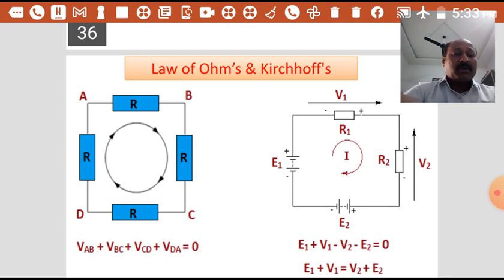Then minus E2. Why minus E2? Because the direction of the current is clockwise, whereas E2 would make the current flow from positive to negative through R2 and R1. That's why the direction of E2 is exactly opposite to the direction of current I given in the circuit. That's why minus E2. So what is the equation then? E1 plus V1 equals V2 plus E2.